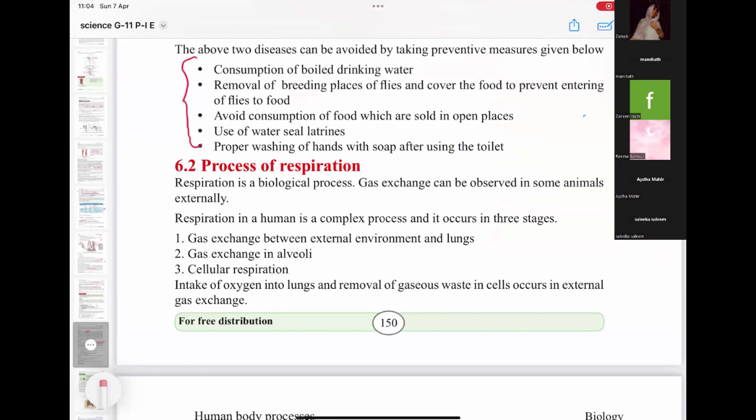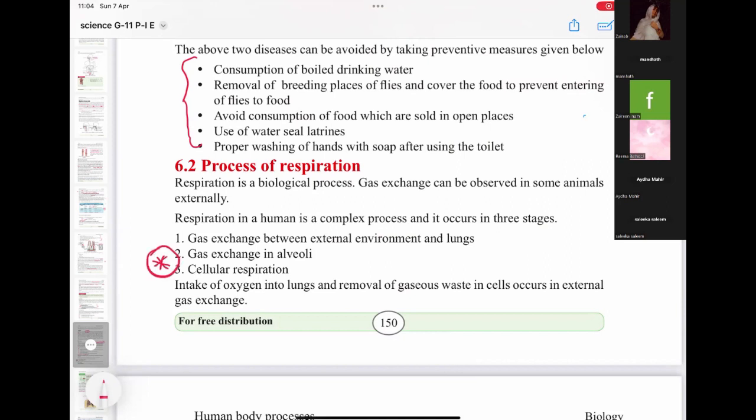Respiration is a biological process where there is gas exchange in animals: you breathe in oxygen and you breathe out carbon dioxide through your nasal cavity. Respiration is a complex process and it has 3 stages, so you have to remember all three stages. I feel like there weren't many questions regarding respiration. I was searching for questions for you all, but I couldn't find any questions related to respiration in your final papers. So please go through respiration as well.